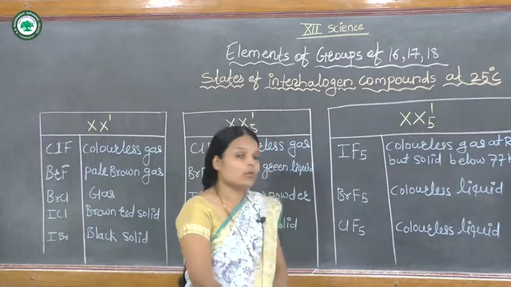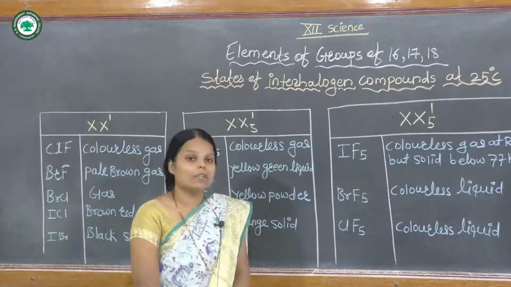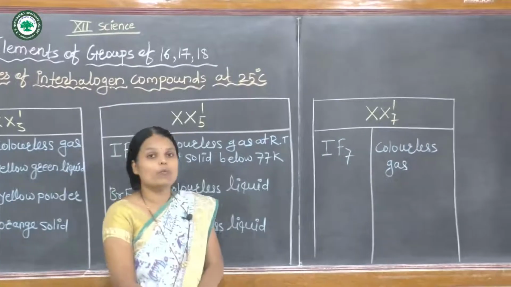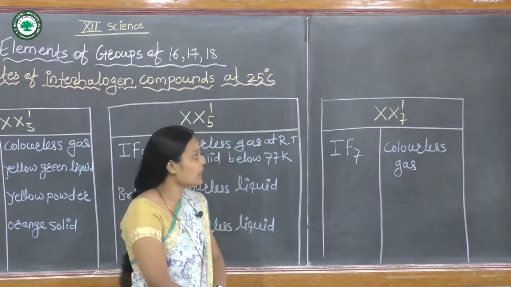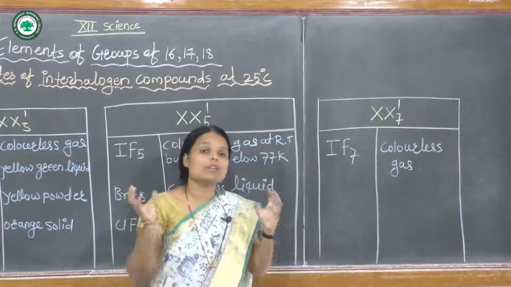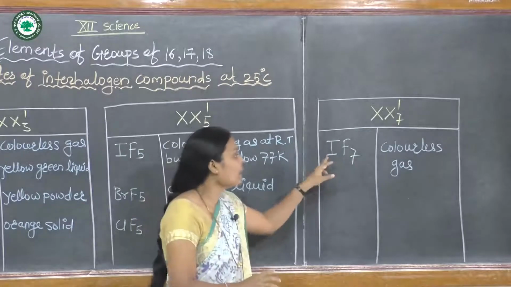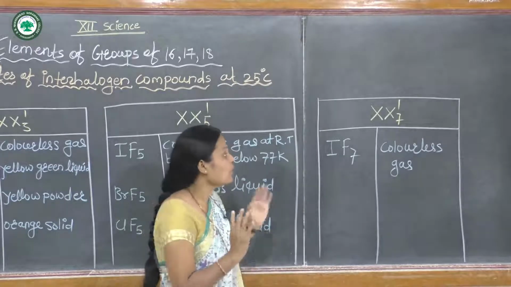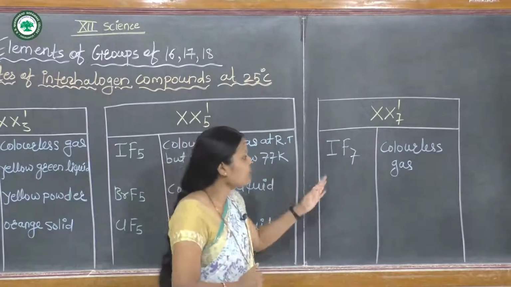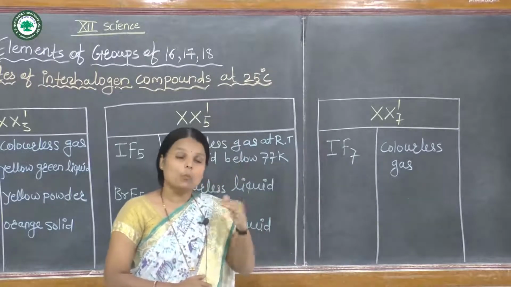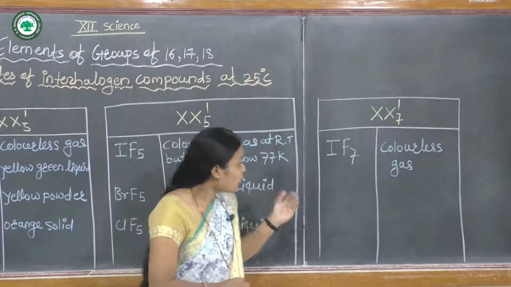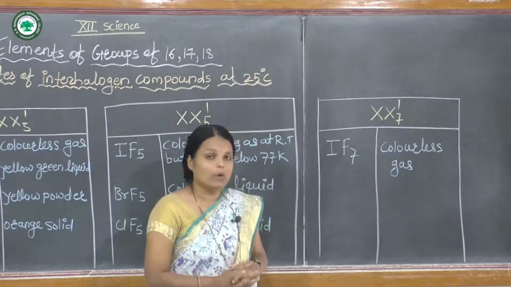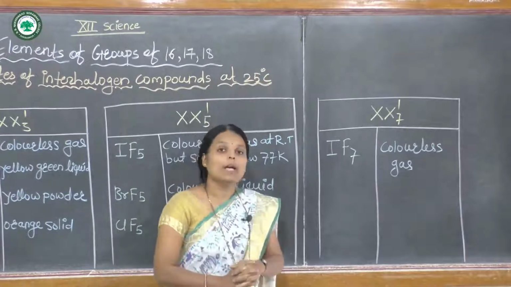In interhalogen compounds, the last classification is X X7. Only one compound of this type is found in nature. Seven fluorine atoms are combined with one iodine atom. The iodine atom is larger in size and more electropositive, while fluorine is the opposite: more electronegative and smaller in size. That is why it combines with one iodine atom, and its name is iodine heptafluoride.